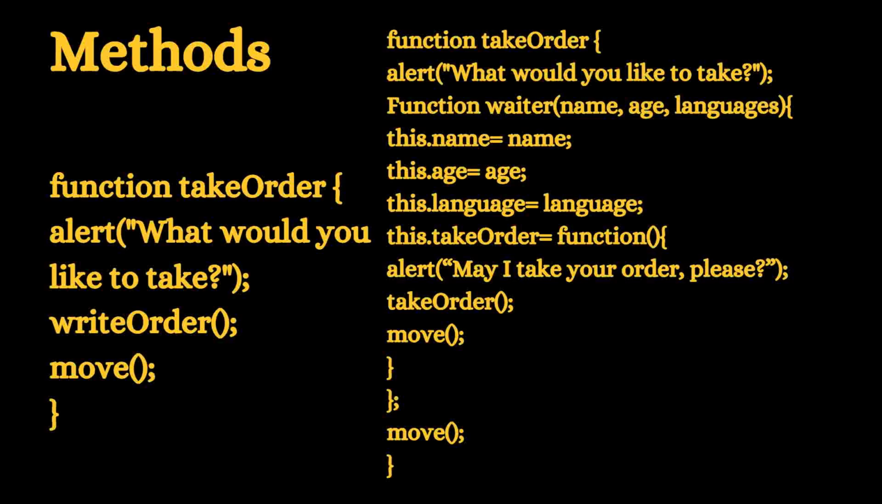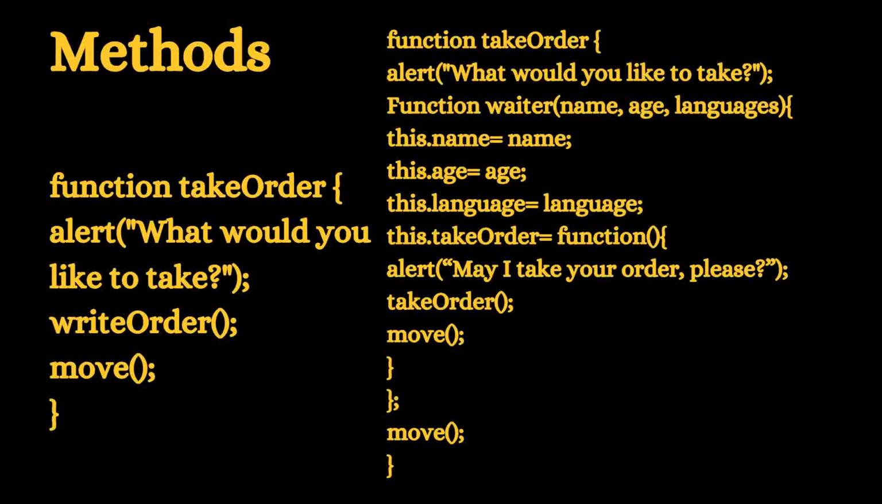Now we are going to talk about methods in dot notation. What about methods? Let's say our waiter can do simple tasks like taking an order. I've simplified it here, but it creates an alert saying, "May I take your order?" and then he takes the order and moves, like you can see on the left side. Function take order: alert, what would you like to take? Write order and move. That is simple. Now this is a function because at the moment it is not attached to an object.